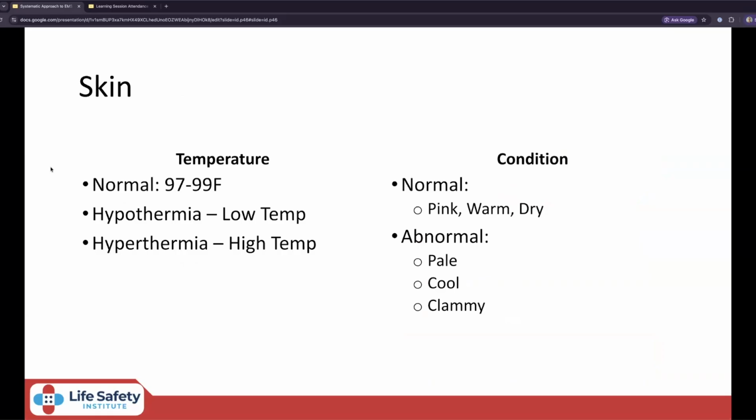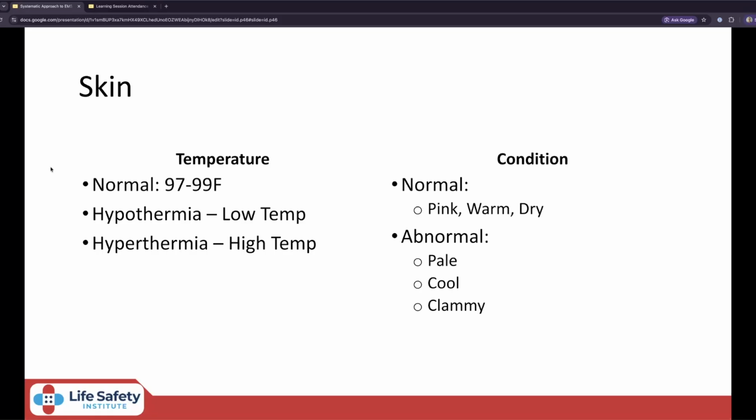Skin, massive organ, right? And so the skin uses a lot of resources. Especially in trauma patients or severely sick patients, the body will try to conserve resources, and so it may shunt the skin or deprive it of some of the resources. And so you can see that. By checking skin signs, color, temperature, condition, you can actually get a fair bit of information as to what's going on underneath, what's going on inside our patient.